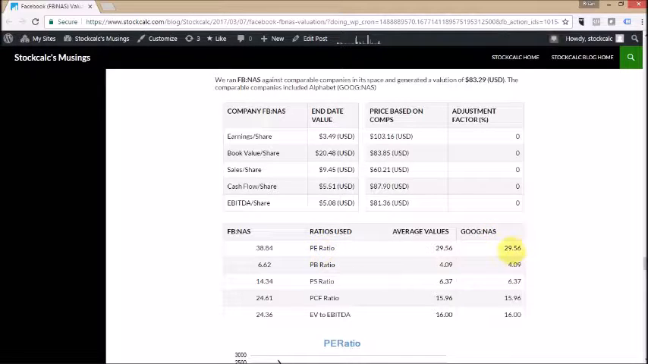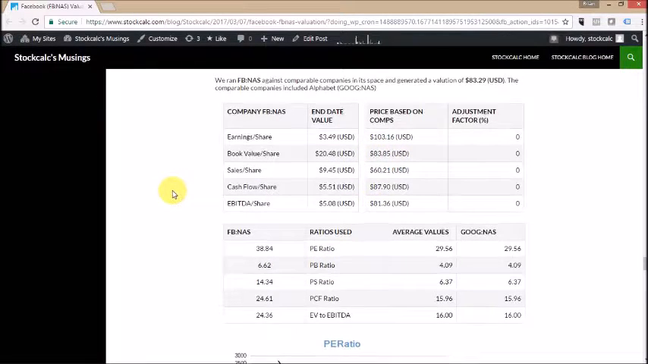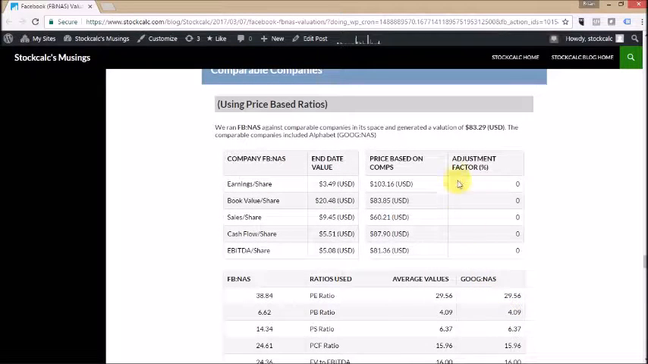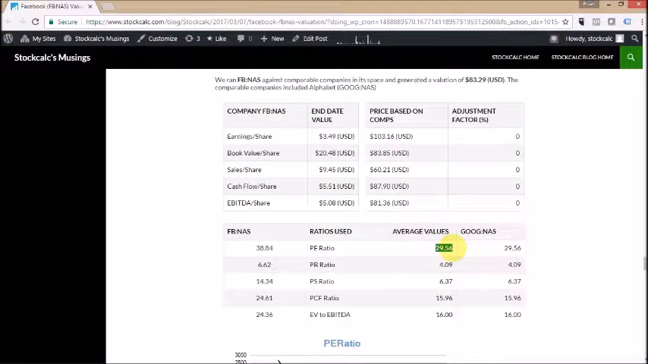So Google's PE ratio is 29, Facebook's is 38. So on that basis, we end up with a price value of $103. Same thing here, 4 for Google, 6 for Facebook on a price to book ratio, we end up with an $83 value. So you can see the values that are generated here. So using just Google as our comparative, we end up with an average valuation of $83. So all this is if you take the 29.56 times 3.49, you will get the 103 as the value. In stockcalc, in the site, you can actually add other companies and come up with a different average value and adjust these calculations accordingly.